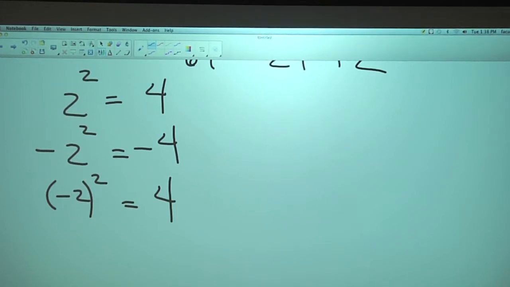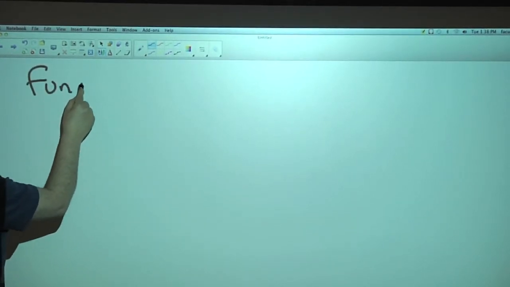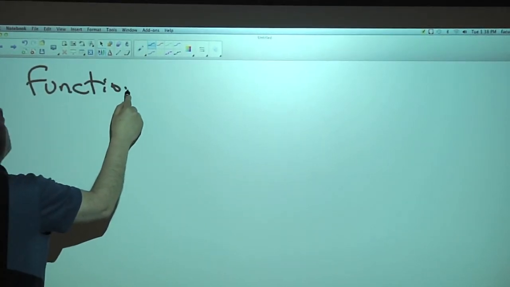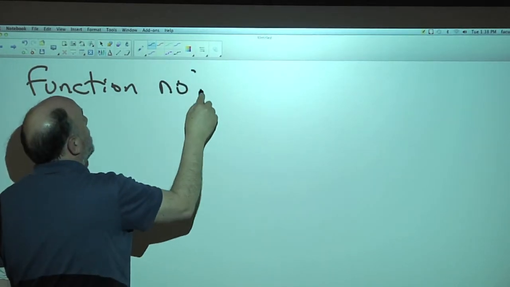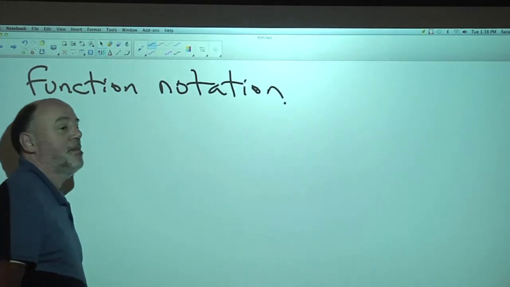So we had, in terms of y equals, what you then get in terms of what is called function notation.